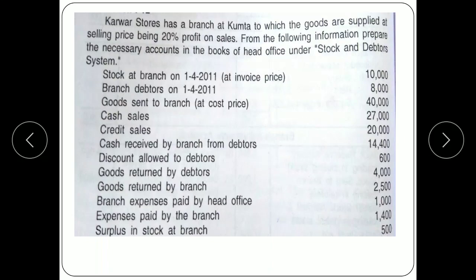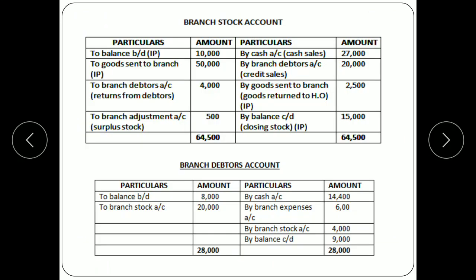In this question, we are asked to prepare necessary accounts in the books of head office under the stock and debtors system. The first account to be prepared is the branch stock account. Debit side, first entry, to balance brought down. That is the opening stock value given in the question.